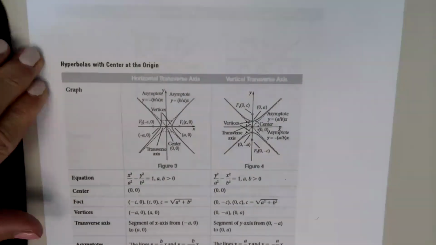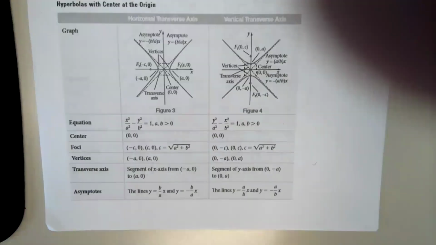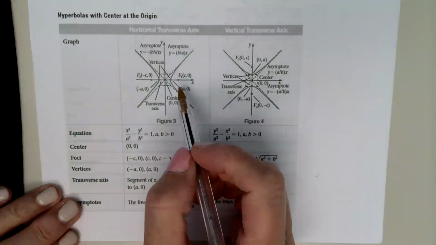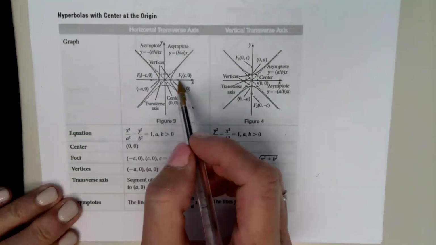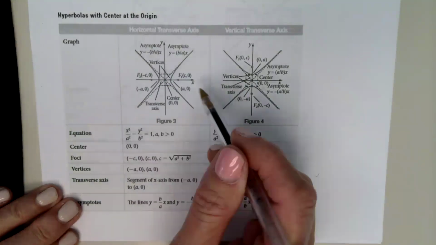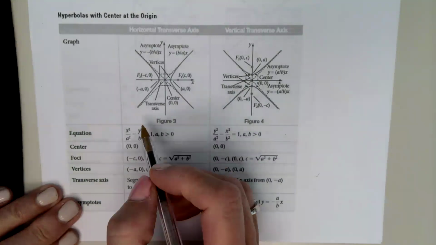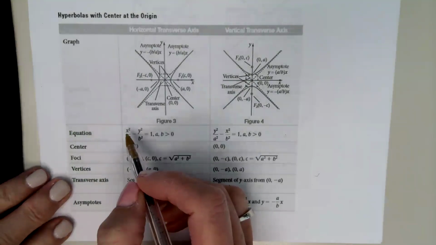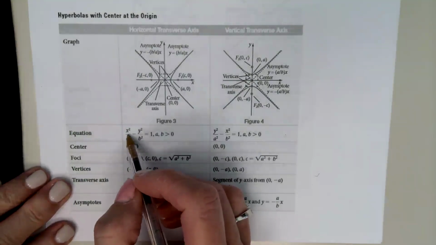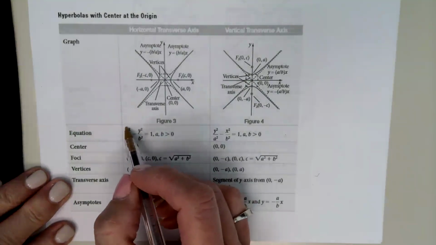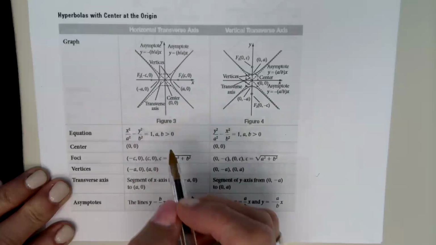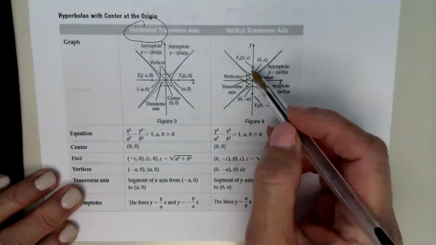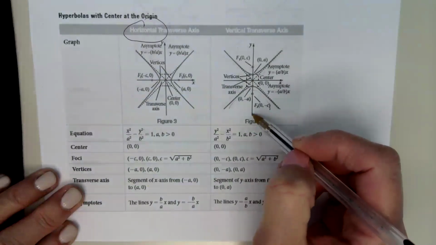So if you flip the page, it gives us how to determine these. So a horizontal transverse axis, meaning where they're facing open to the left and to the right, is when A and B are both greater than 0 and x is first. So A and B are greater than 0 and x squared is subtracting the y squared, right here, the horizontal.